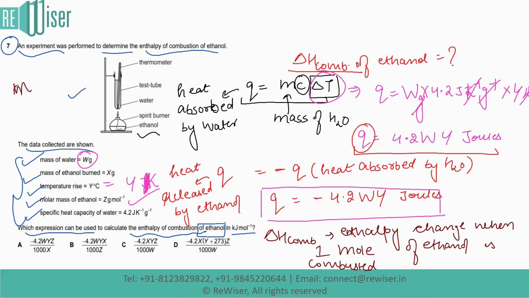Let's find out. Number of moles of ethanol, C2H5OH, is equal to given weight of ethanol divided by molar weight, which is Z gram per mole. Given weight of ethanol is X grams. So X gram is the given weight. Molar weight is Z gram per mole. So X by Z is the number of moles. So for this many moles, the heat released by ethanol is this much. So for 1 mole, the heat released will be, let's solve this part here.